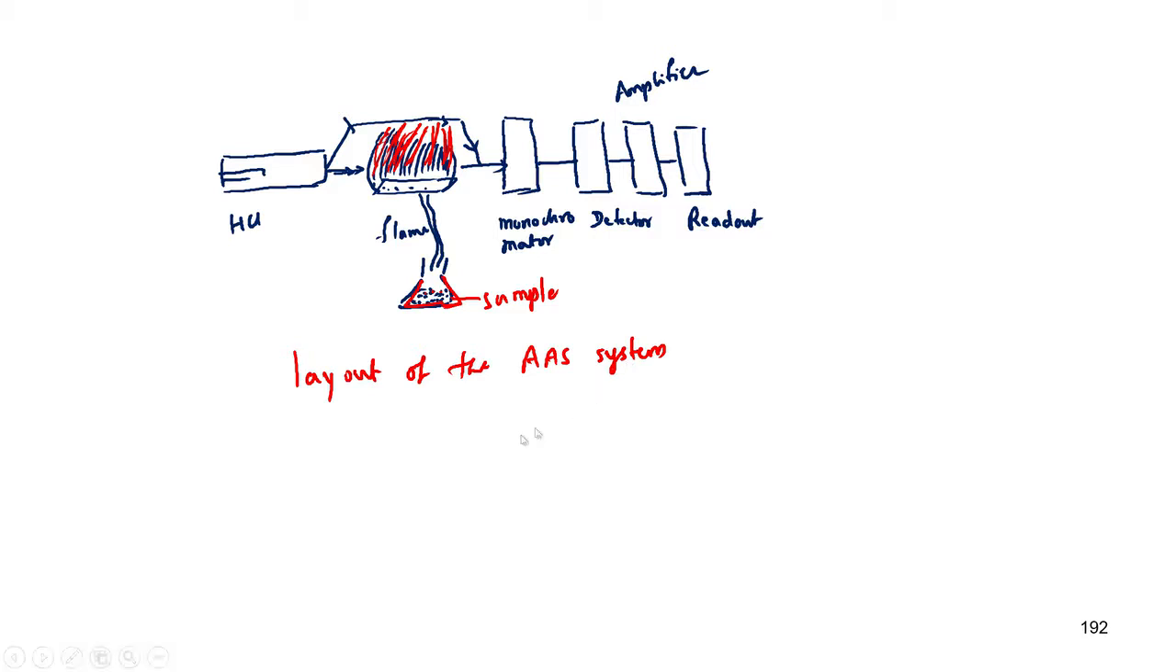So, what we are discussing is the layout of an AAS system, because you should not get confused about what we are discussing. So, first we have discussed the hollow cathode lamp. We are now going to discuss the atomizer. This is the atomizer, I should write it here.